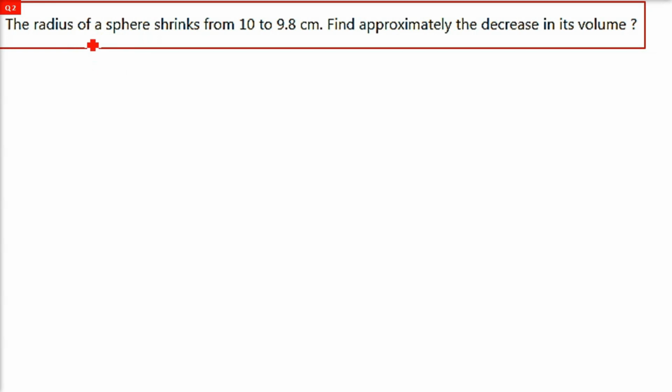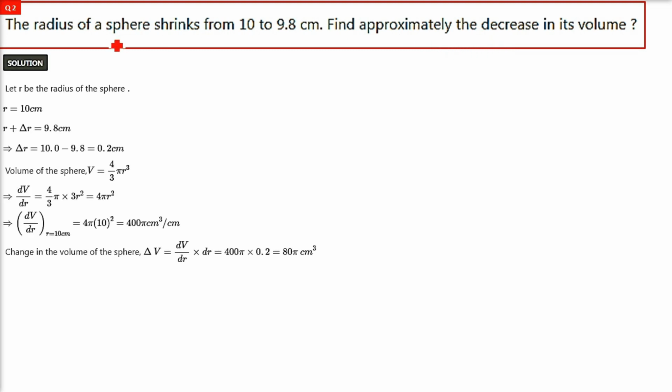The radius of a sphere shrinks from 10 to 9.8, so it is coming down. Find approximately the decrease in its volume. First you need to know the volume of the sphere, the surface area of the sphere, all these things. Volume is 4 by 3 pi r cube. The surface area is 4 pi r square. It is not used in this question, but maybe it will be used in later questions. So the radius is decreasing.